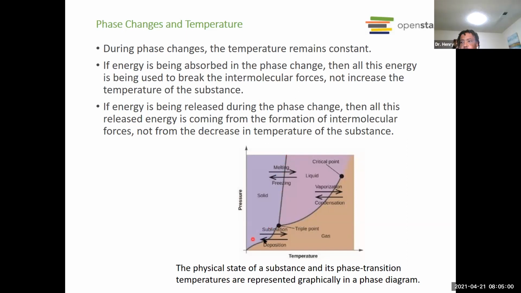This line here, particularly from here to here, represents the transition from solid to liquid. If we're going from solid to liquid, that's melting. If we're going from liquid to solid, that's freezing. This line here represents the transition from liquid to gas, vaporization, and going from gas to liquid, condensation. And the line down here represents the transition from solid to gas. Okay, questions?